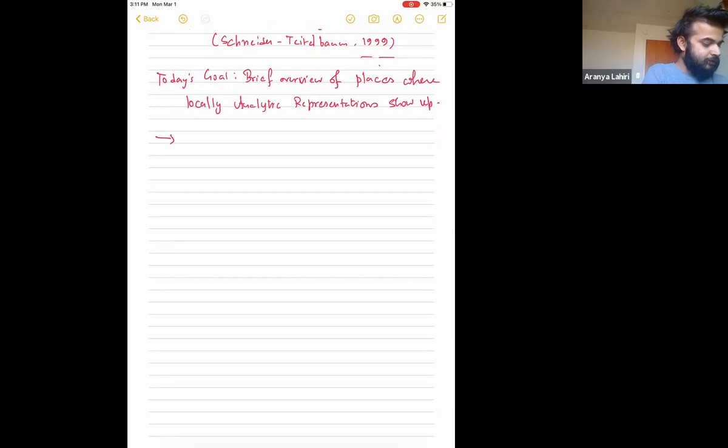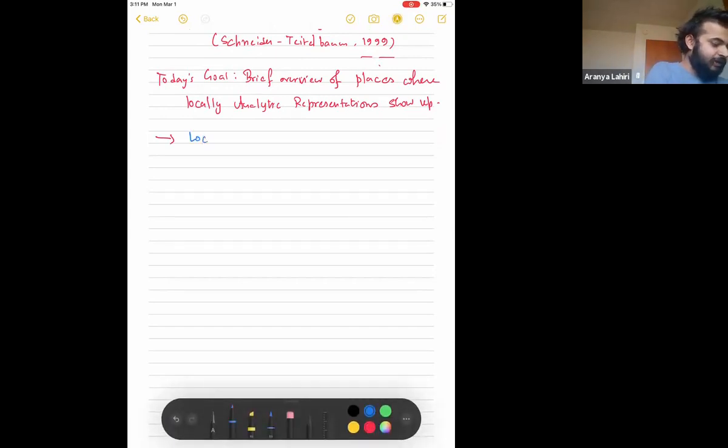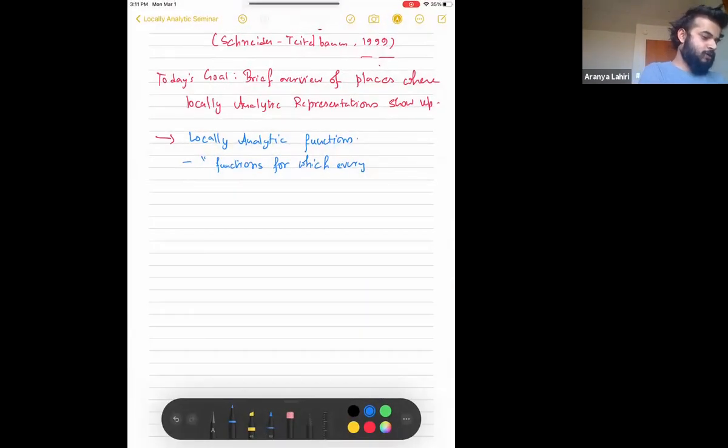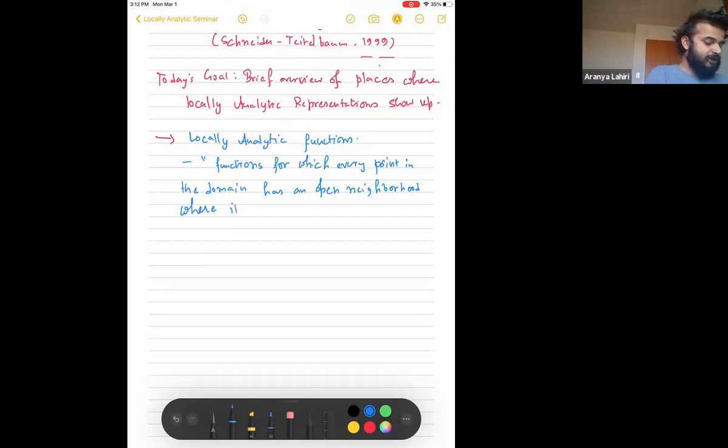Okay, so first of all, let me briefly introduce these things that we'll require later. First, let me talk about locally analytic functions. As the name suggests, locally analytic functions are functions which are locally expressible as convergent power series. Functions for which every point in the domain has an open neighborhood where, if the handwriting is not visible, please let me know, it is expressible as a convergent power series.